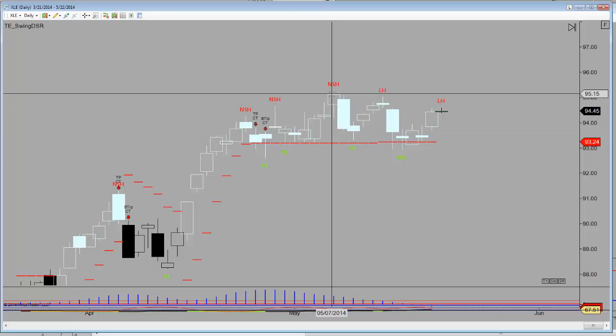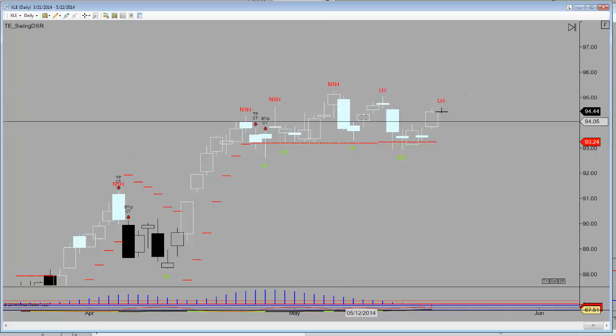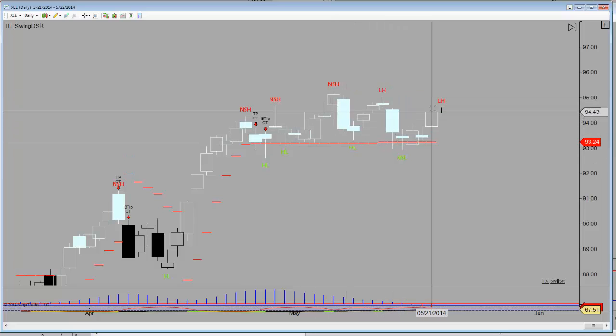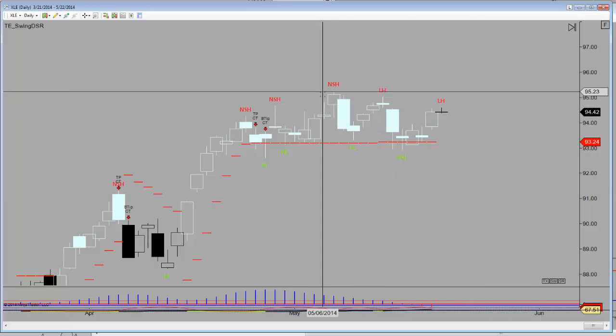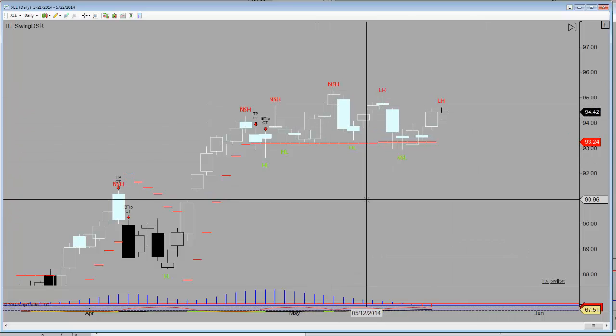93.20, new highs, there's a $2 move. Pull back in, $2 move. Pull back in, about $1.50. So here we're looking at a symmetrical double top against that 95 handle.